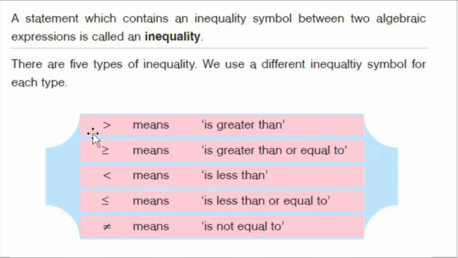So number one, this symbol means is greater than. The second one, it means it is greater than or equal to. The third one, which means it is less than. The fourth one, which means it is less than or equal to. And the last one means is not equal to.